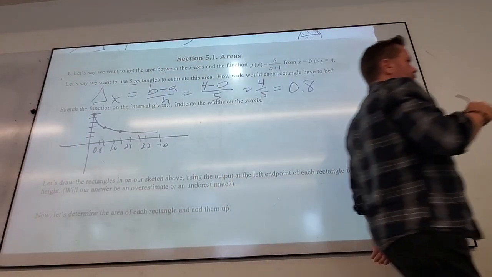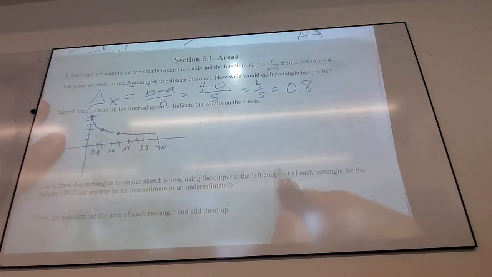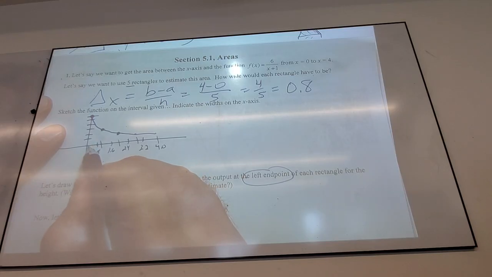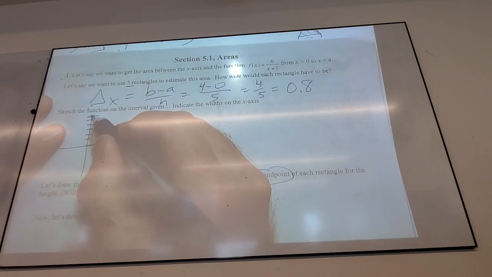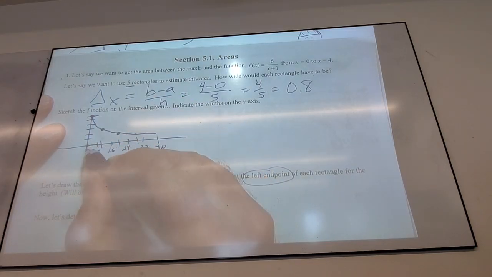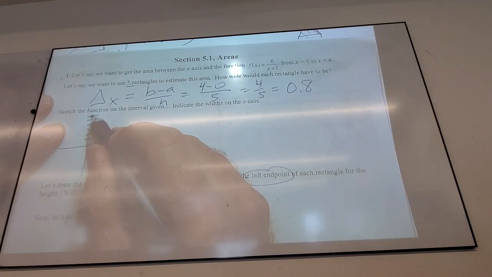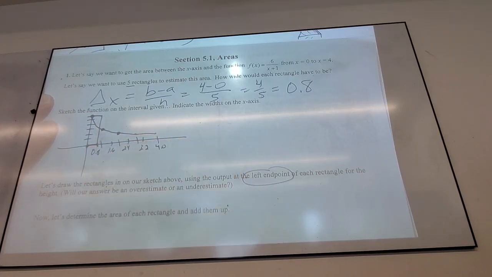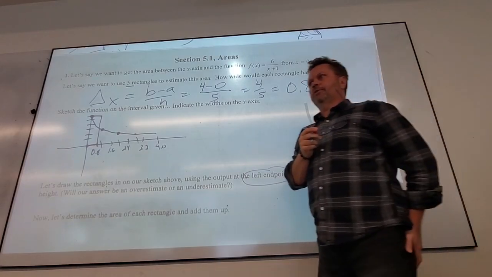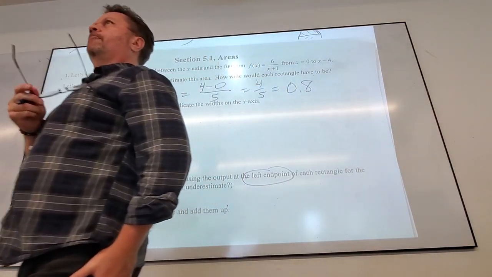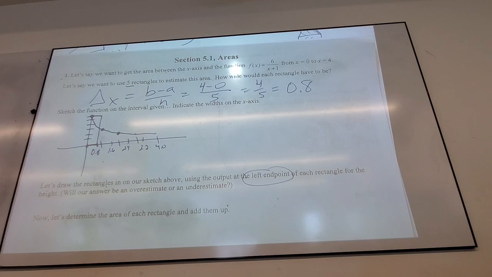Now let's draw the rectangles in. At first we're going to use left endpoints. So my first rectangle lives here. So I'm going to go left end of that. What's the output there? That's how tall my rectangle is. So that is quite a bit of an overshoot. And it makes sense, this whole thing's going to be an overshoot when I use left because my function is always going down, yes? So if I use the left endpoint, I'm always going to be over it.